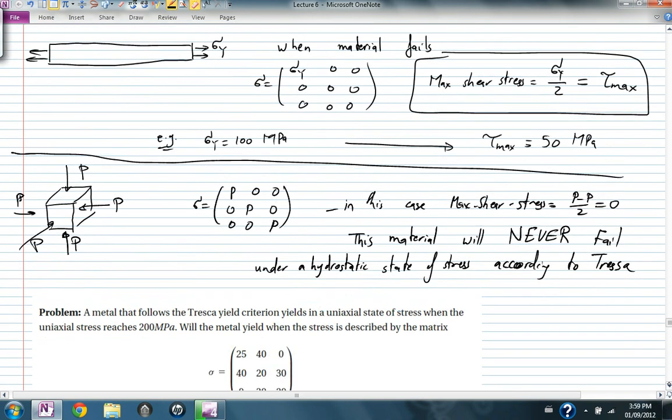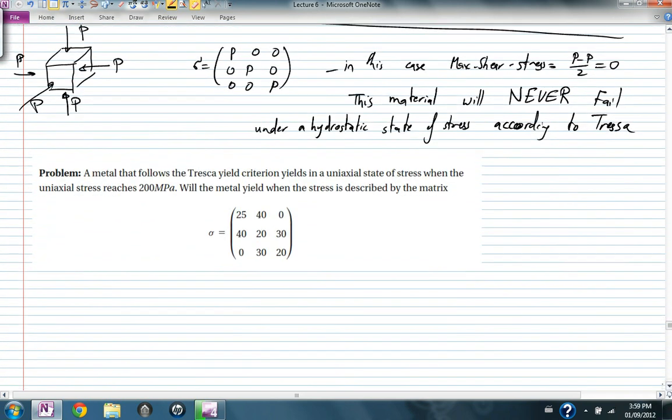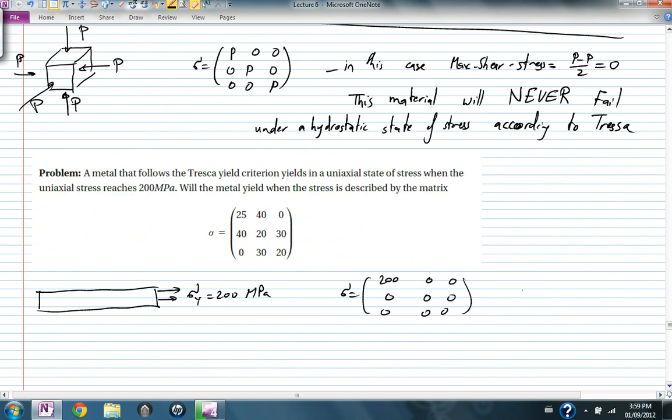So let's look at an example. A material or a metal that follows the Tresca yield criterion yields in a uniaxial state of stress when the uniaxial stress reaches 200 MPa. Basically, we took it to the lab, we applied a uniaxial state of stress, and it failed at 200 MPa. I'm going to use this to calibrate my material to find tau max. So 200 minus 0 divided by 2 is equal to tau max, equal 100 MPa.